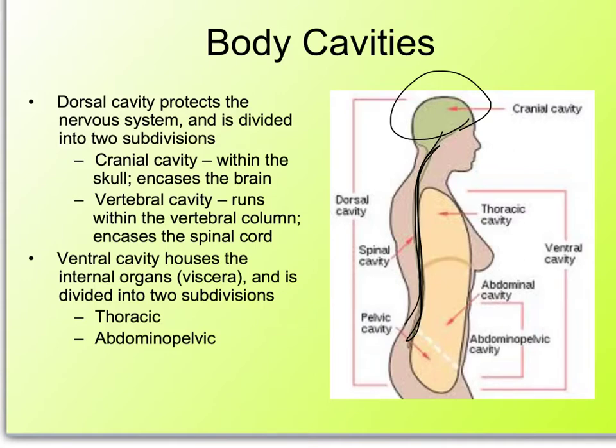The ventral cavity, so as we learn with directional terms, ventral means towards the front. The ventral cavity houses the internal organs, or the viscera, and is further divided into the thoracic cavity, which lies above the diaphragm, and the abdominal cavity, which is below.